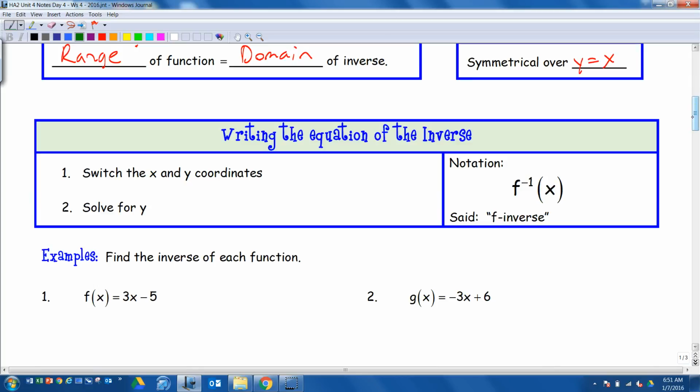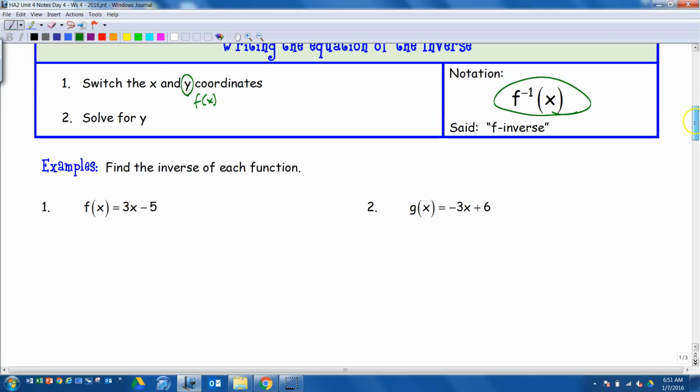To write the equation of the inverse, there's two steps. Switch the x and y coordinates, and remember, y is the same thing as f of x. And then solve for y. When you're done, if it was given in function notation, the notation we use is f inverse of x. This does not mean we're flipping it down. Okay, this is just a notation thing. So when you see that, that just means we found the inverse of f.